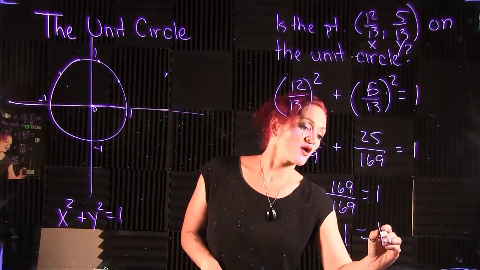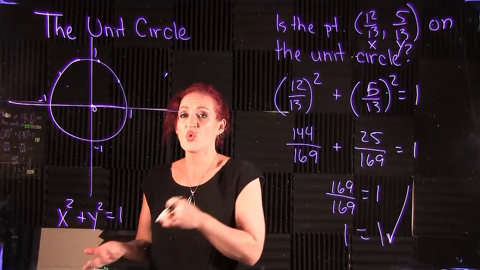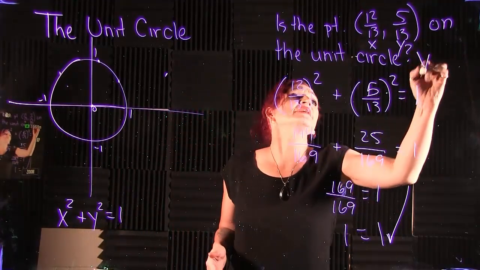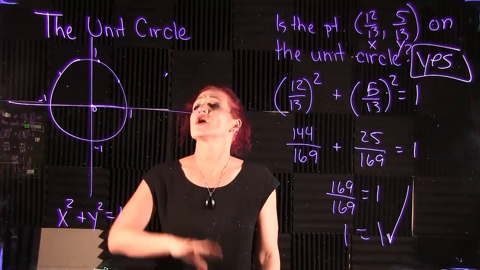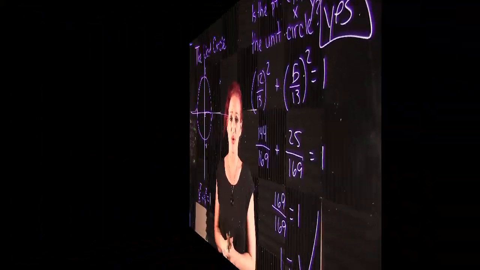Because we are left with this, and this is true, 1 does equal 1, that means that yes, the point 12 thirteenths, 5 thirteenths would lie on this unit circle.